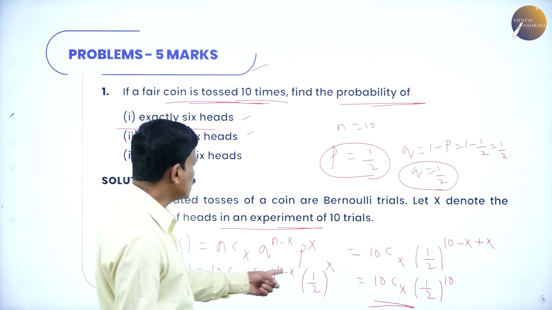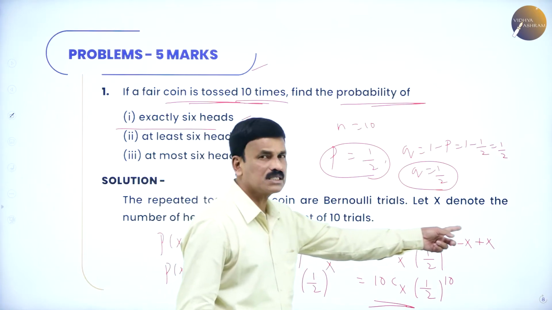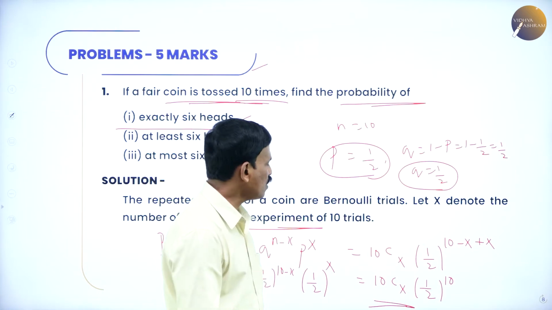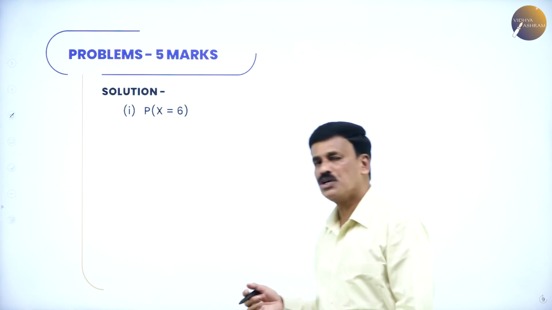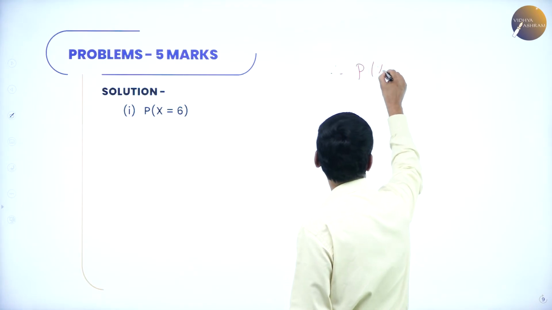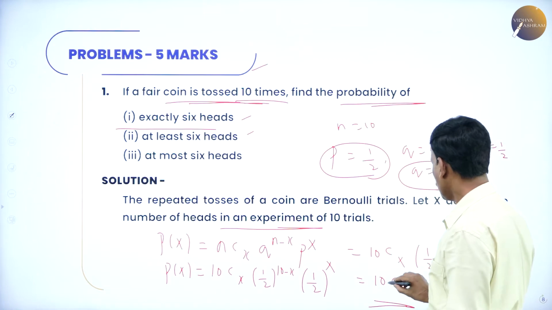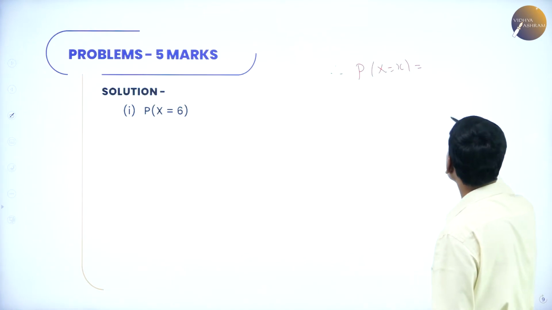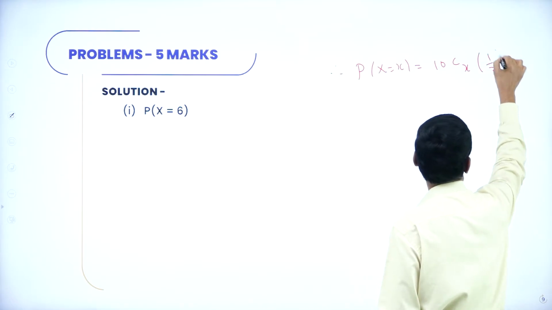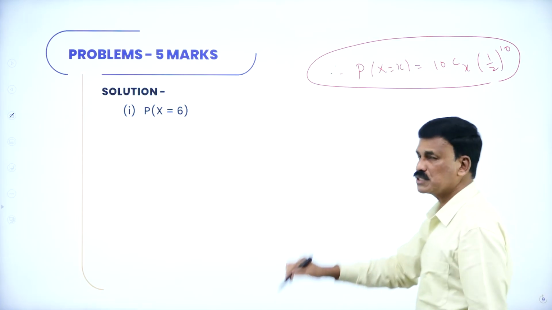This can be written as 10Cx into (1/2)^(10 minus x plus x). Minus x plus x gets cancelled, so it is 10Cx into (1/2)^10. Okay. So hence, therefore, probability of x is equal to, what is the answer we got? 10Cx into (1/2)^10. Now, come to the first case.